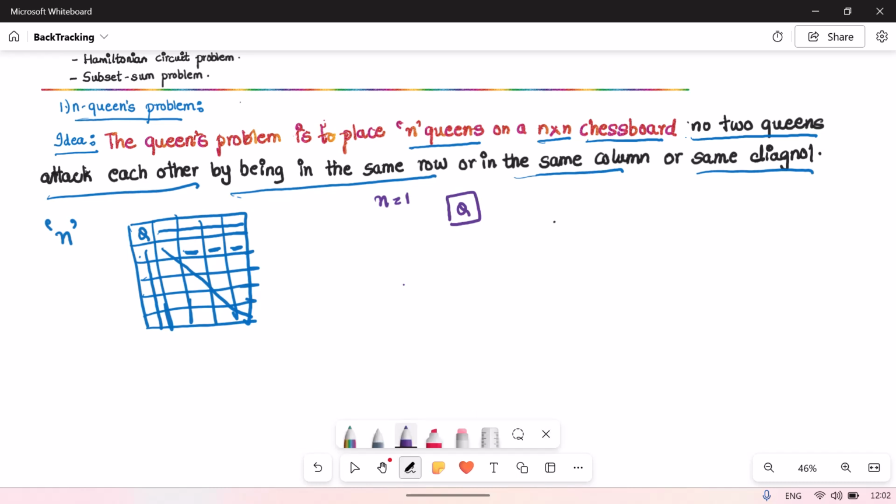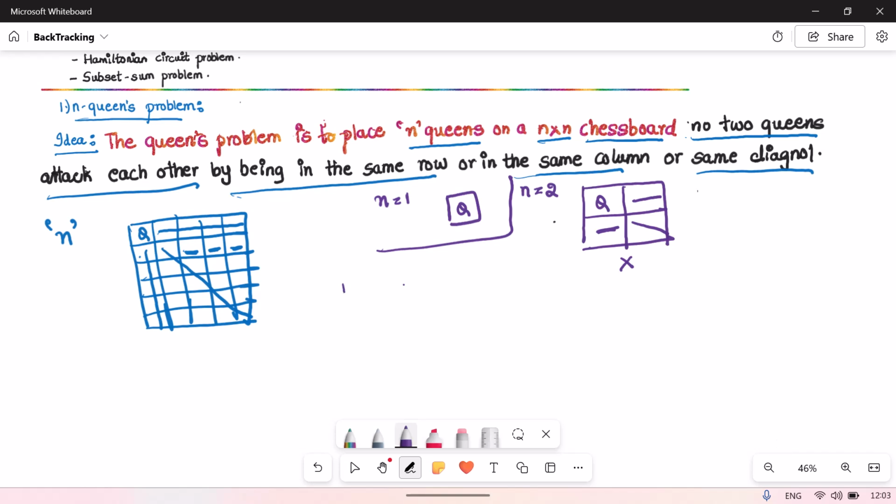Now, can you tell me why do you think n equal to 2 is not a valid solution? N equal to 2 means 2 queens. Why do you think this is not a valid solution? N equal to 2, so the chessboard will be 2 cross 2, so 2 rows and 2 columns. So suppose I place the queen here. Okay, so the next queen can't go in the same row, same column, and same diagonal. So next row, no possibility is there. So this is not a valid solution. So when you have n equal to 2, no valid solution is obtained.